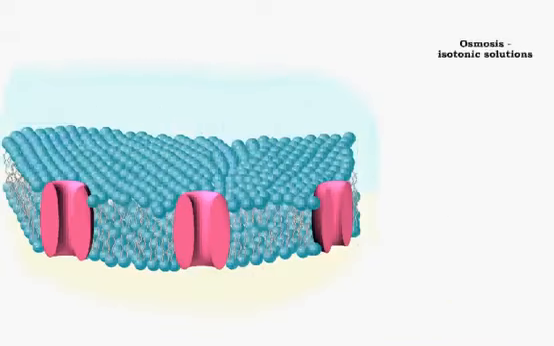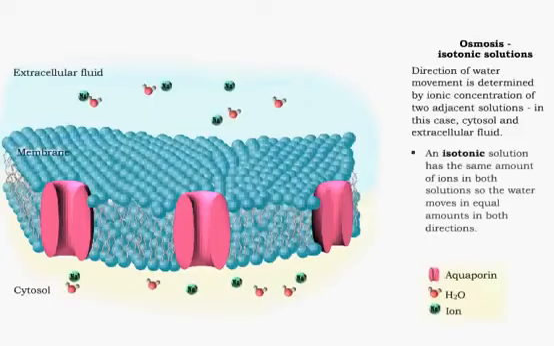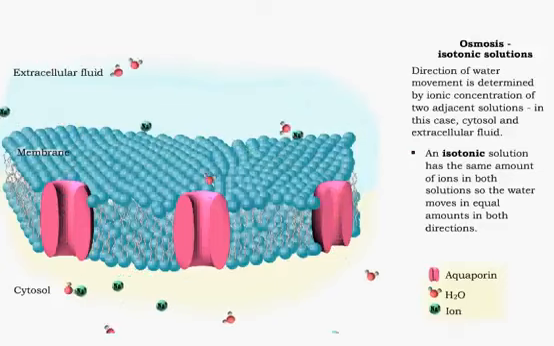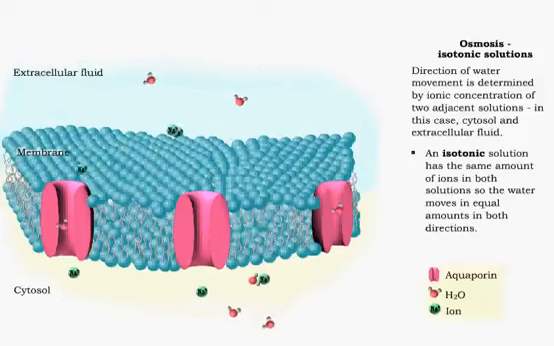The direction of osmosis depends on the relative concentrations of solutes in the cytosol and extracellular fluid. If the ion concentration is the same in both solutions, then water moves in equal amounts in both directions.